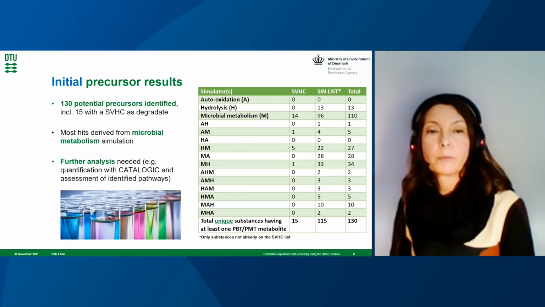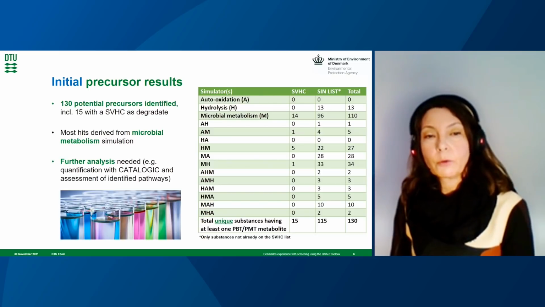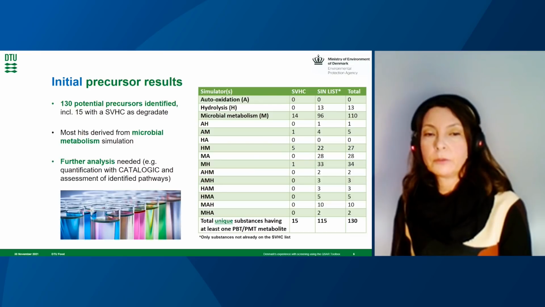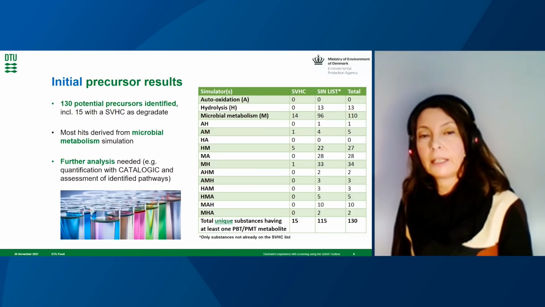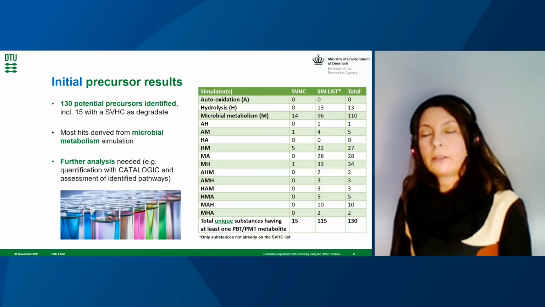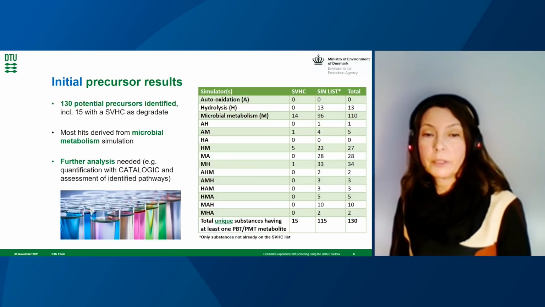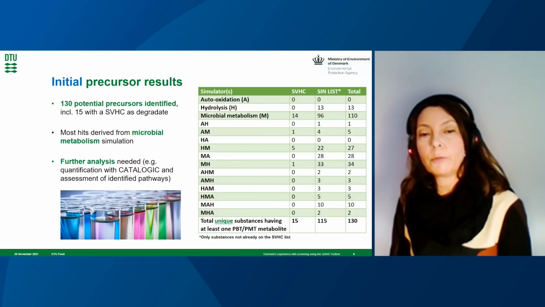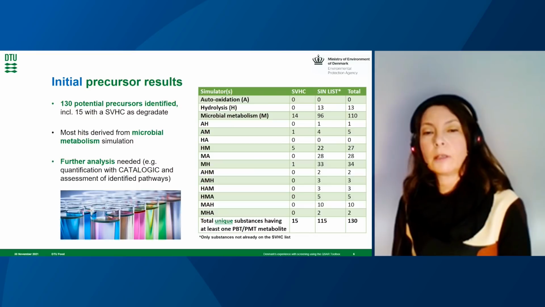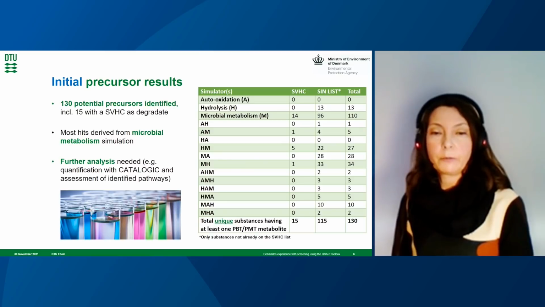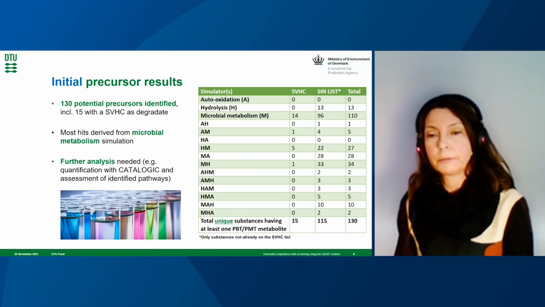So here's the result. In the end, we found in total 130 potential precursors for PBT and PMT substances, including 15 which were on the ECHA candidate list for SVHC. As you can see in the table, a lot of these hits came from the microbial metabolism. And Danish EPA wished to go further with the analysis to, for example, investigate to what extent might these degradation products be generated, what are the amounts that might be generated, and that can, for example, be done in catalogic.